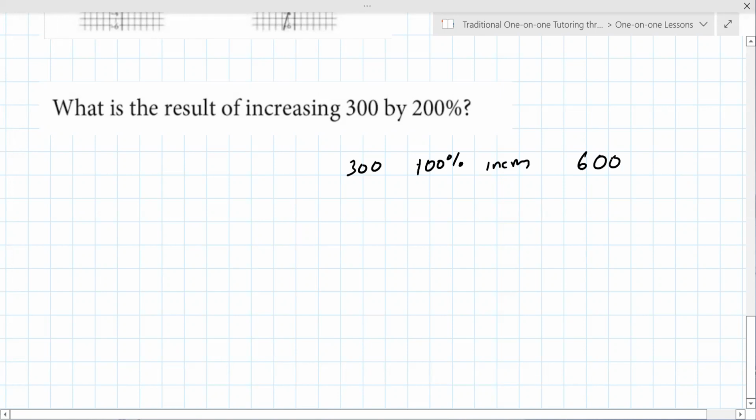So a 200% increase would go another 300. Okay. So it'd be 900. Yes.